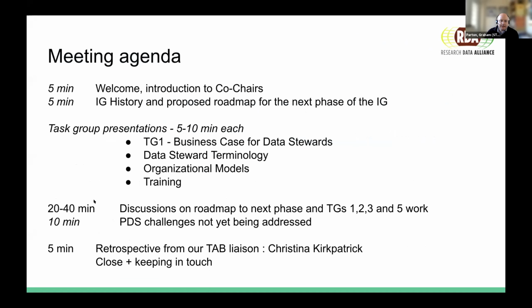So the agenda for today: we're going to go through a quick introduction to cover who the co-chairs are and also some of the history of the interest group for those who are new to it. And we'll be looking at the proposed roadmap for the next phase of the interest group. Then we'll move on to some task group presentations, which will be between 5 and 10 minutes each. Following that, we'll have a discussion period. And then we'll close with a retrospective from our TAB liaison, Christine Kirkpatrick. And then we'll wrap up.